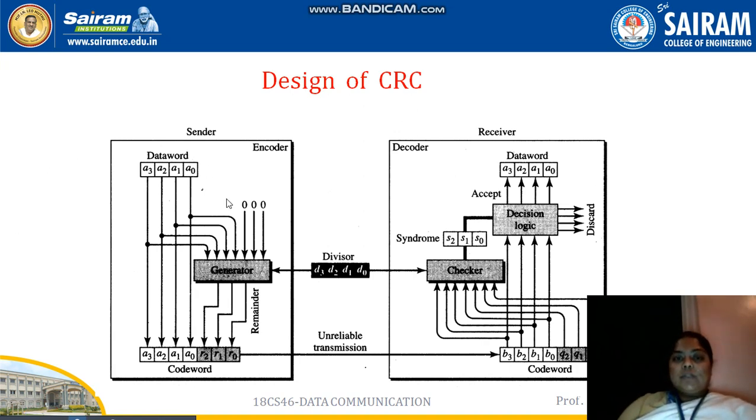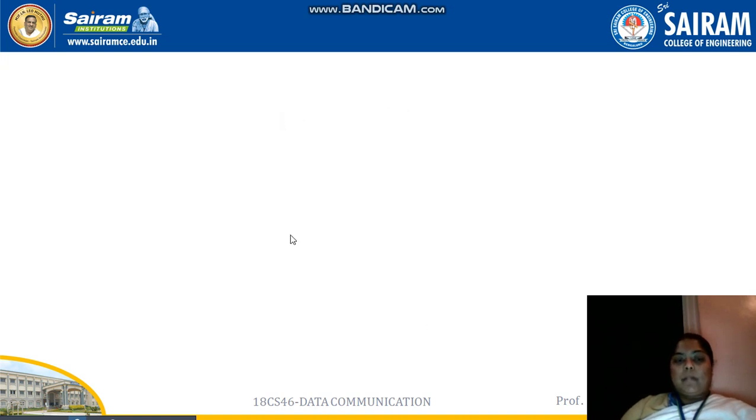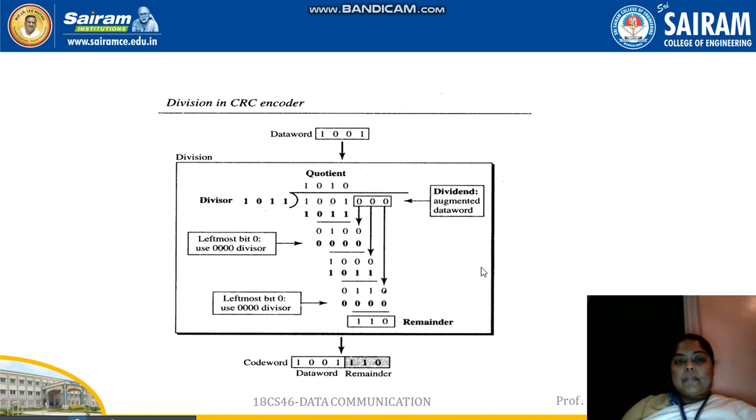Then the next one is the division of the CRC encoder. So I have taken one small problem here. This is the data word, 1001. The 1001 is the data word.